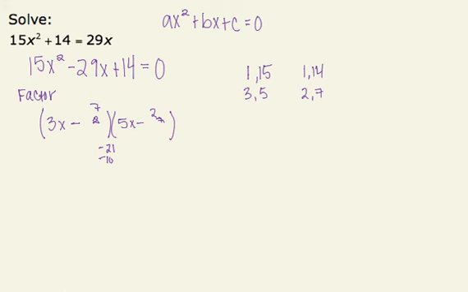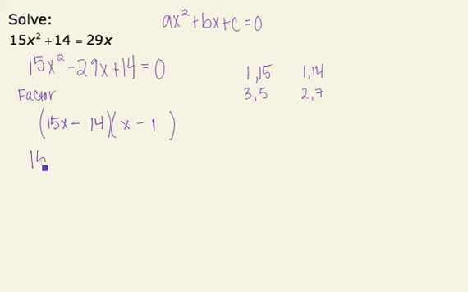Well, let's look at 1 and 15 then. Erase this, so now I'm going to try 15x and x. And I still have 1 and 14 and 2 and 7 as choices. Well, 15x, and if I put a 14 here, 15x and 14x is going to add to negative 29x. So it looks like just changing my numbers to 15 and 1 instead of 3 and 5 helped me out right away. I'm going to FOIL this back out to see that it works.